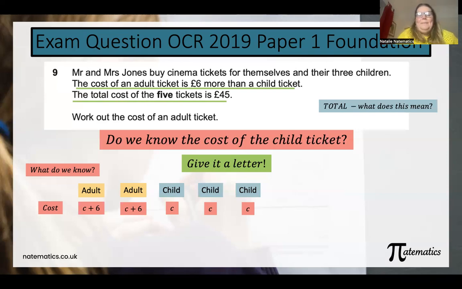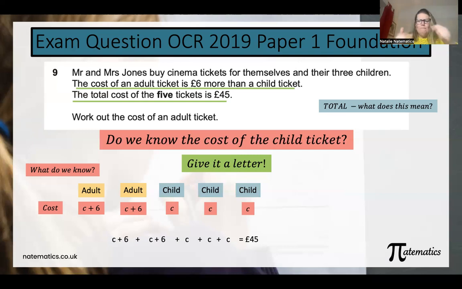Total, what does that mean? When you see the word total, what maths would you do? Total, sum, add. Yep. So if we add all those together, we get £45. This is where I know a lot of students would be like, but I don't know what it is. Yeah, we do. We know they add together to give 45. And we've said that we don't know what the child cost is numerically, but we're letting it be a letter. So we've got something that we can create a little equation with, okay?